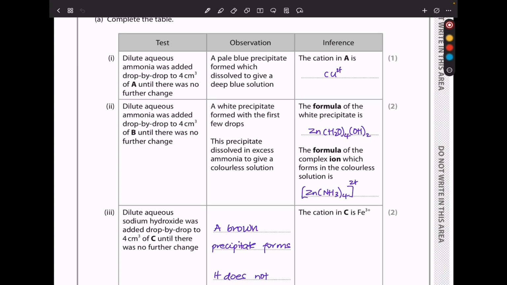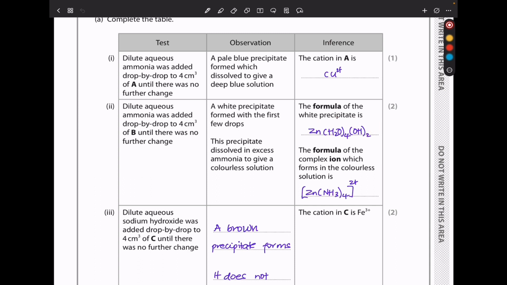And next they say dilute aqueous ammonia was added drop by drop to 4 centimeters cubed of B until there was no further change. A white precipitate formed with the first few drops and the precipitate dissolved in excess ammonia to form a colorless solution. This is going to be zinc 2+. It's a non-transition metal which is going to form a colorless solution. So the white precipitate was due to that.